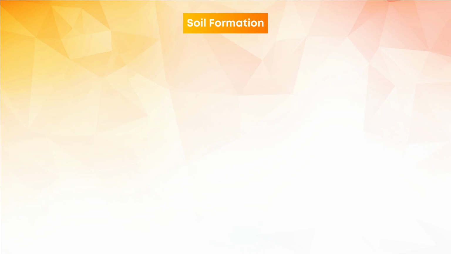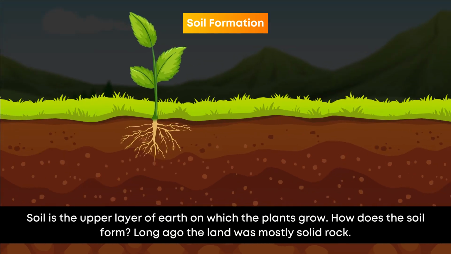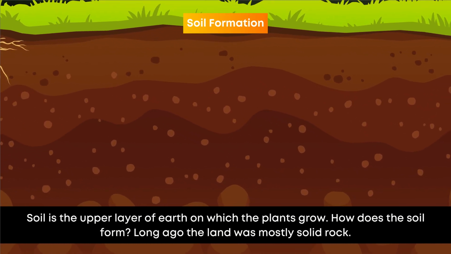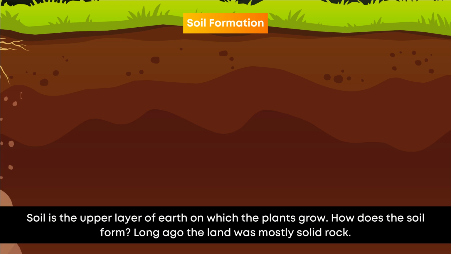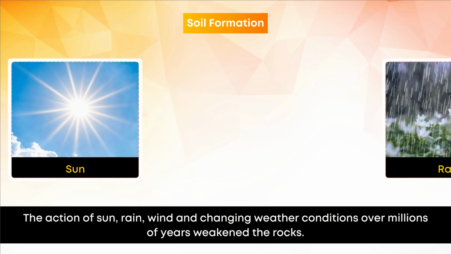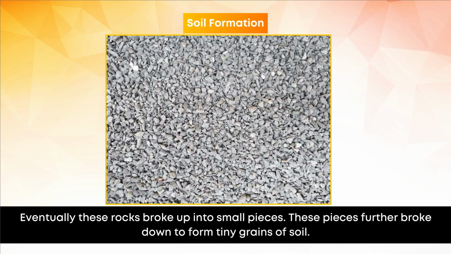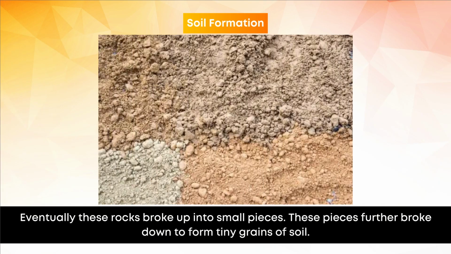Soil formation. Soil is the upper layer of earth on which the plants grow. How does the soil form? Long ago, the land was mostly solid rock. The action of sun, rain, wind, and changing weather conditions over millions of years weakened the rocks. Eventually, these rocks broke up into small pieces. These pieces further broke down to form tiny grains of soil.